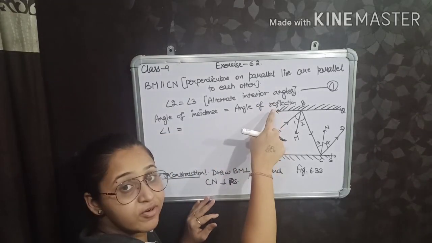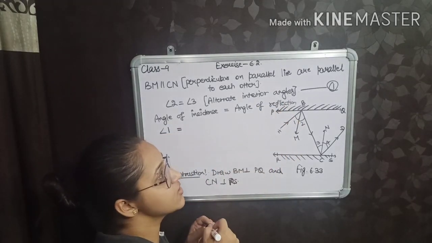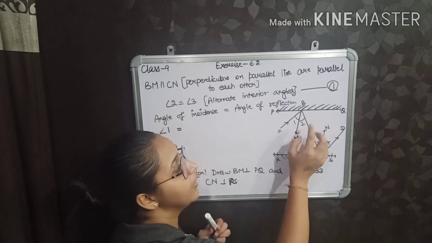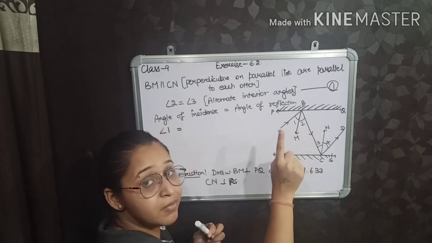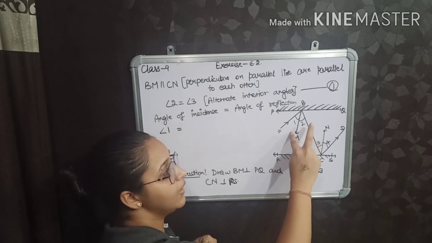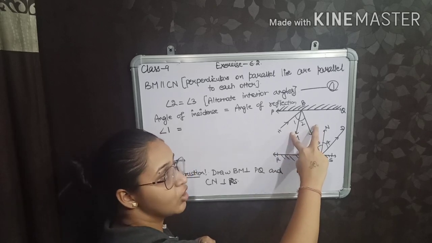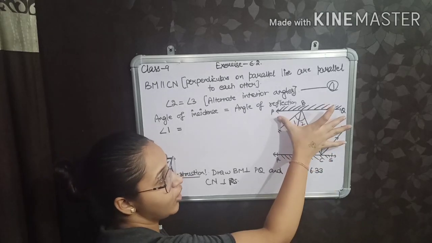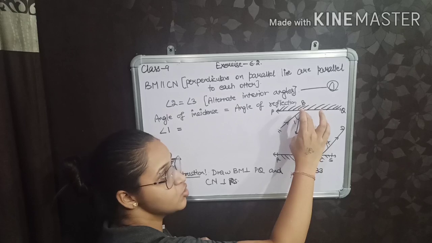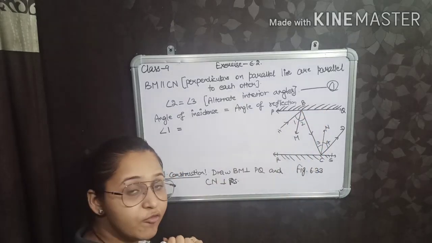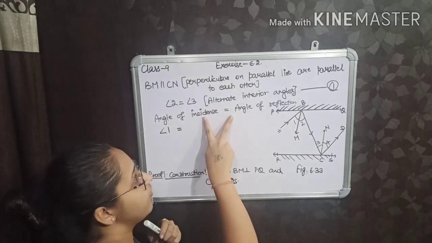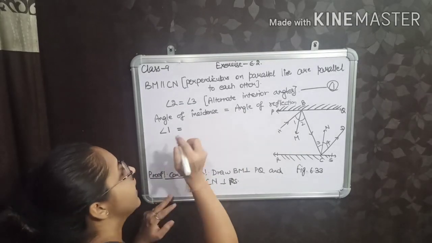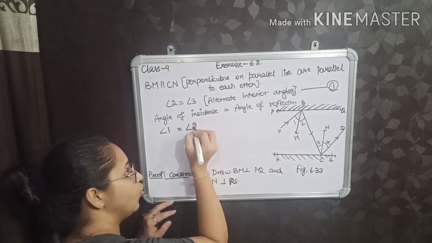Now what is angle of reflection? Angle of reflection is made with the help of reflected ray and normal. Angle of reflection is made up between normal line and line of reflection. So line of reflection is BC for mirror PQ and BM is normal. So angle 2 is angle of reflection, and according to law of reflection, angle of incidence is equal to angle of reflection. So I can write angle 1 is equal to angle 2.